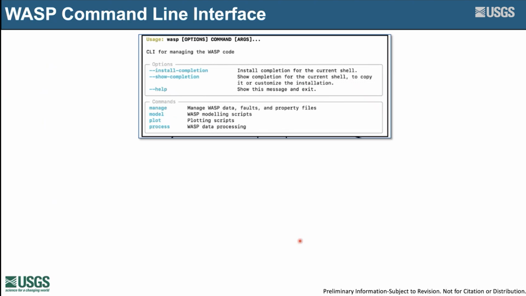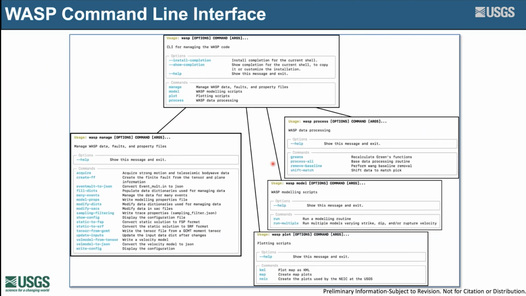The WASP CLI, which you can see here, has 4 main commands: manage, model, plot, and process. And with the exception of a few modifications that we suggest doing manually, these commands include everything that you need to build a finite fault model. And here I'll just zoom out. You can see the help messages for these 4 top-level commands showing all of the available subcommands. And it's not important that you see all of these in detail, but some of them will come up in the rest of the talk as I walk you through a demonstration.